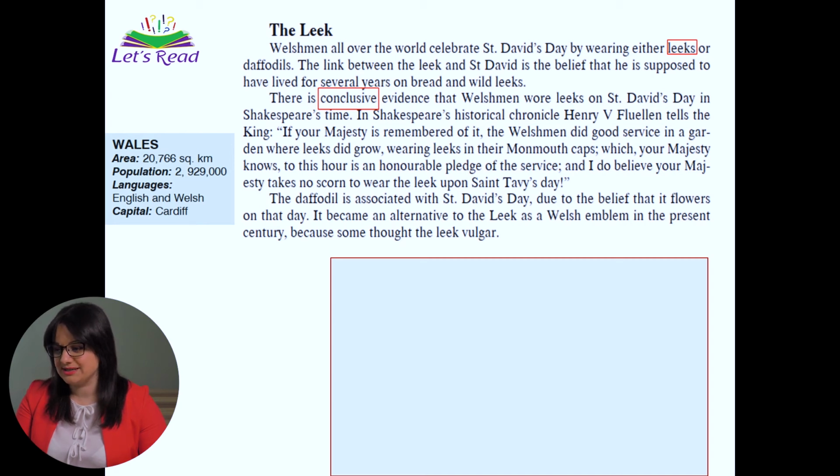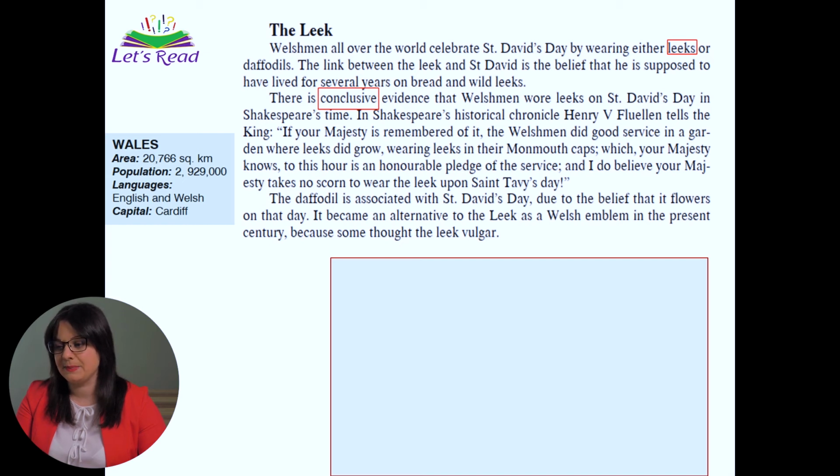If your majesty is remembered of it, the Welshmen did good service in a garden where leeks did grow, wearing leeks in their mouth caps, which your majesty knows to this hour is an honorable pledge for the service, and I do believe your majesty takes no scorn to wear the leek upon St.